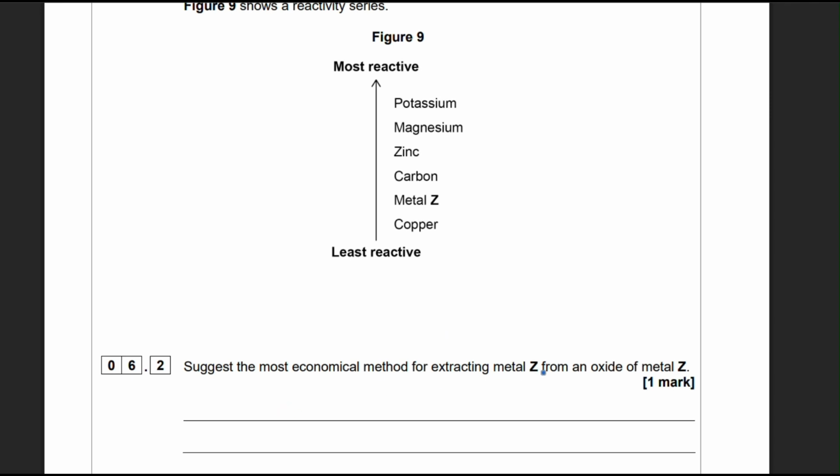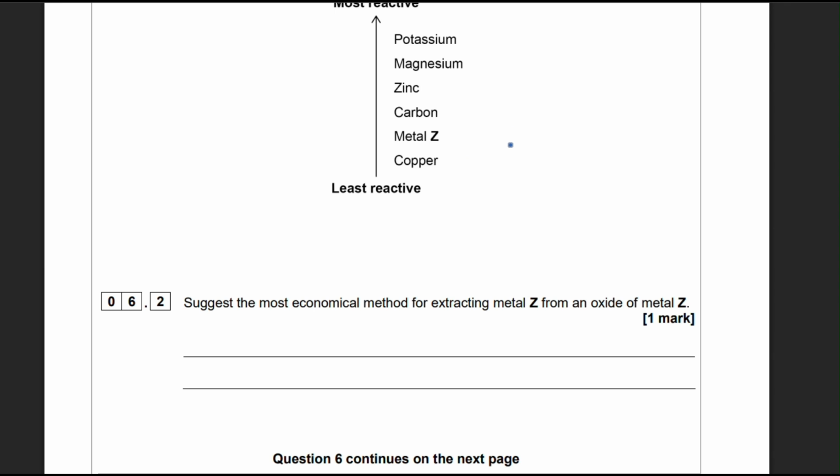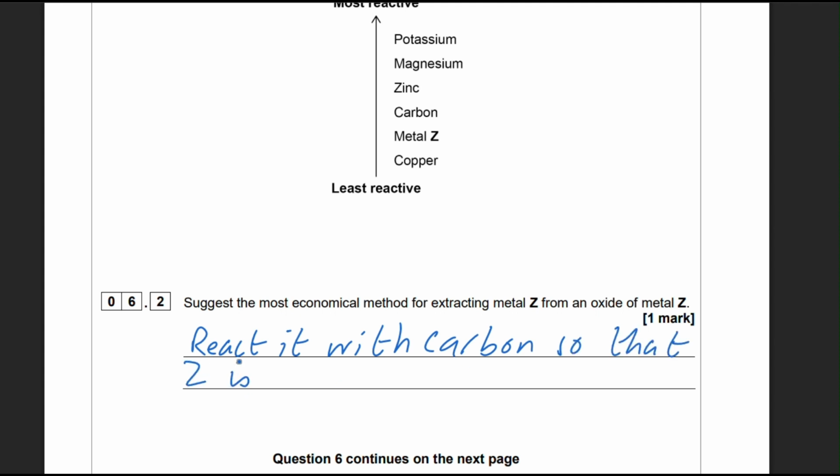Okay, the next one. Suggest the most economical method for extracting metal Z from an oxide of metal Z. What you should notice here from the reactivity series is that carbon is more reactive than metal Z. So this means that carbon can displace metal Z from its oxide. So I would just say react it with carbon, so that Z is displaced or kicked out from its oxide, or the carbon reduces it. You can say that as well.